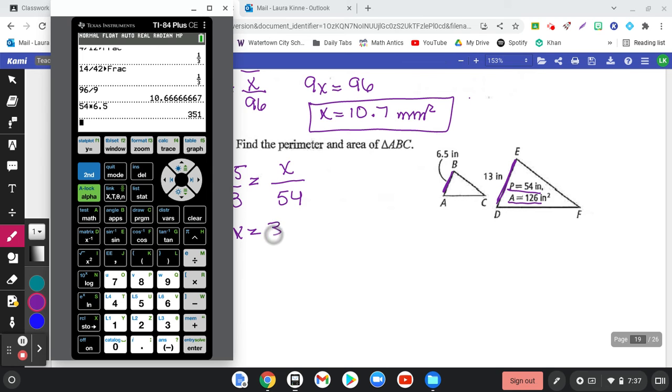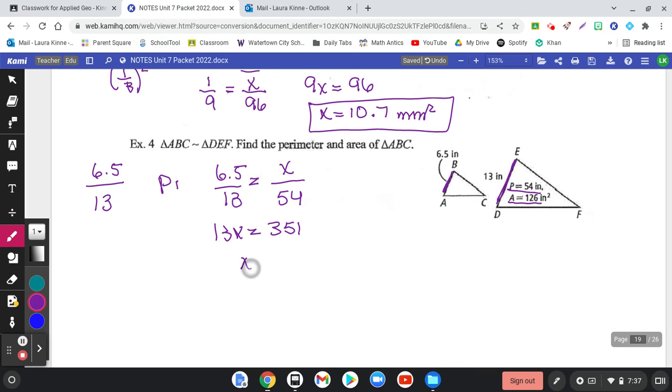351. And then we'll just divide by 13. 27. So the perimeter of triangle ABC is 27 inches. There's your first one.